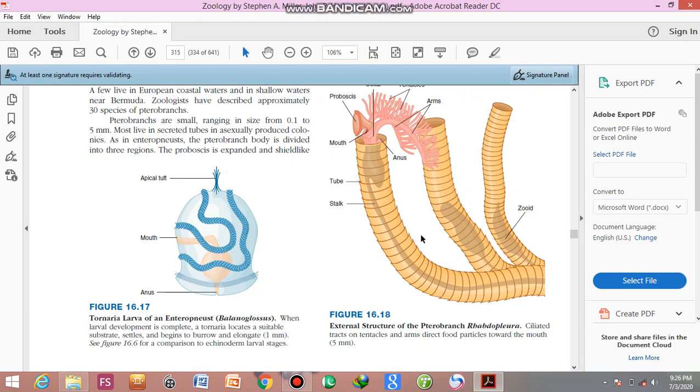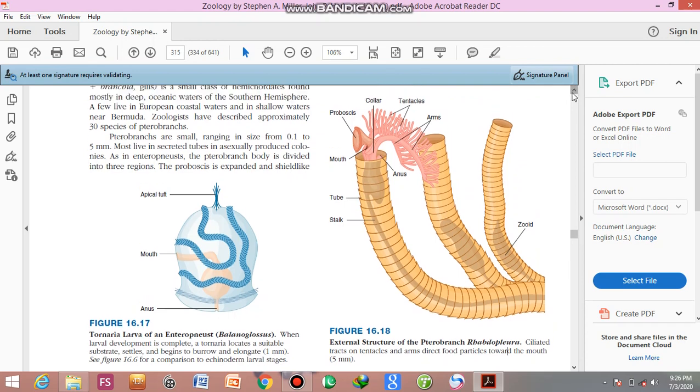This is the diagram of the class Pterobranchia, and the example here is Rhabdopleura. Okay, this is the mouth, this is the proboscis, and this is the collar, and these tentacles are present here. You can see easily on the arms. This is the anus, this is the tube, which is shown in yellow color, and this is the stalk of the animal, and the animal is colonial in nature.